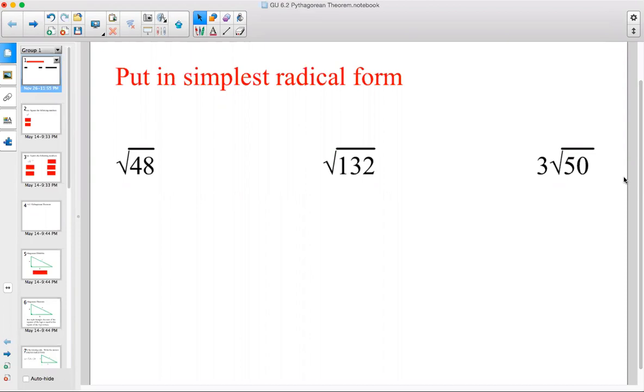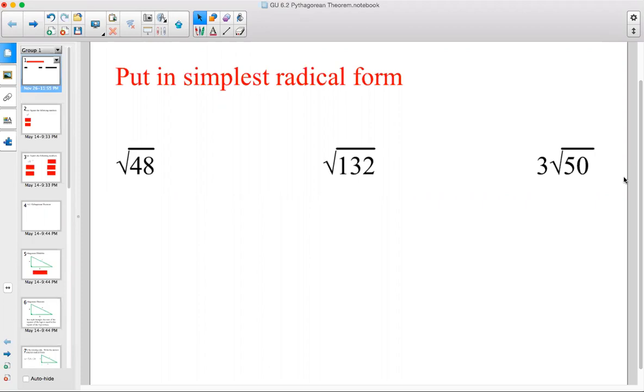All right. So we're going to start off by talking about how to put these square roots into simplest radical form. It's kind of like simplifying a fraction. We're putting something in its lowest terms, and the reason why we're doing it is so it's easier to read. Okay. Now, do you guys remember doing this at all?